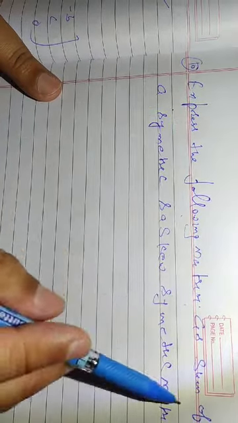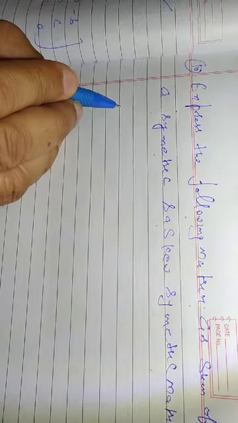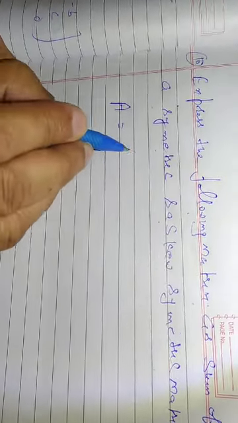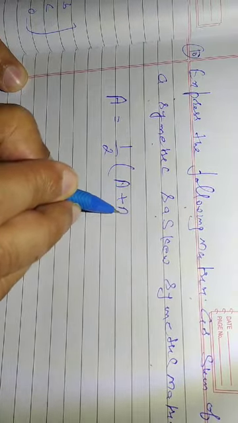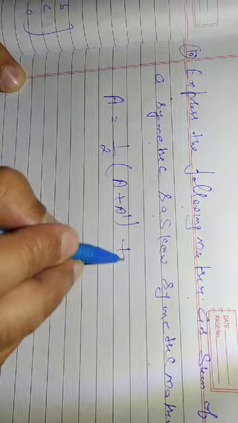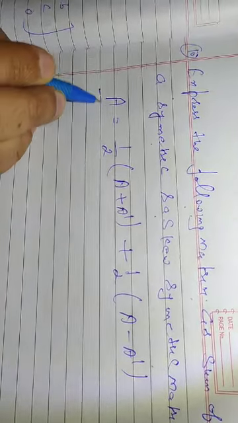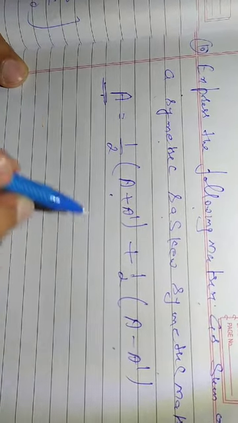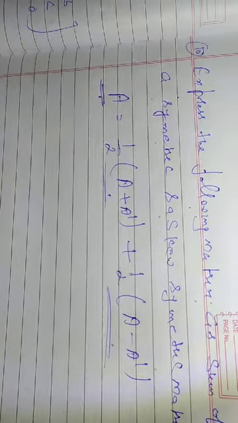Express the following matrix as a sum of symmetric and skew symmetric matrices. When a matrix is written as a sum of symmetric and skew symmetric, it can be written as 1 by 2 of A plus A transpose plus 1 by 2 of A minus A transpose. This matrix is symmetric and this matrix is skew symmetric.